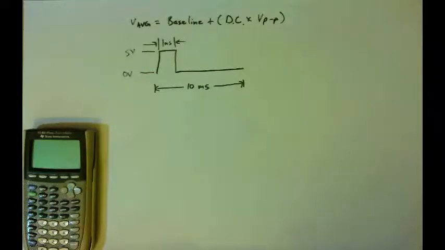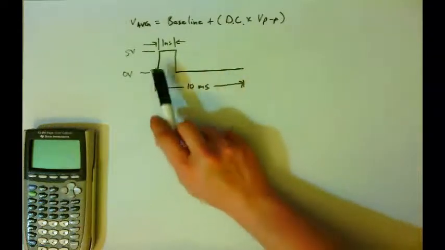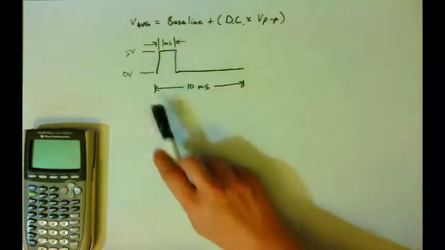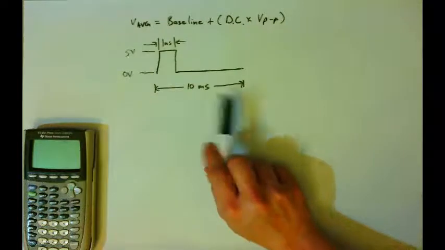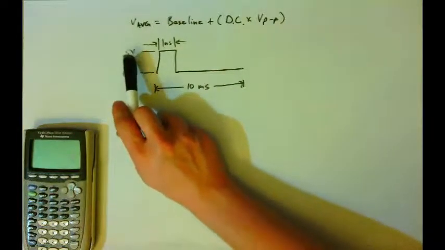This is example A of this set of problems. They want us to find the average voltage of this signal. And so we have a signal here that's a rectangular wave. It has a pulse width of 1 millisecond, and it has a total period of 10 milliseconds. And the signal varies between 0 volts and 5 volts.